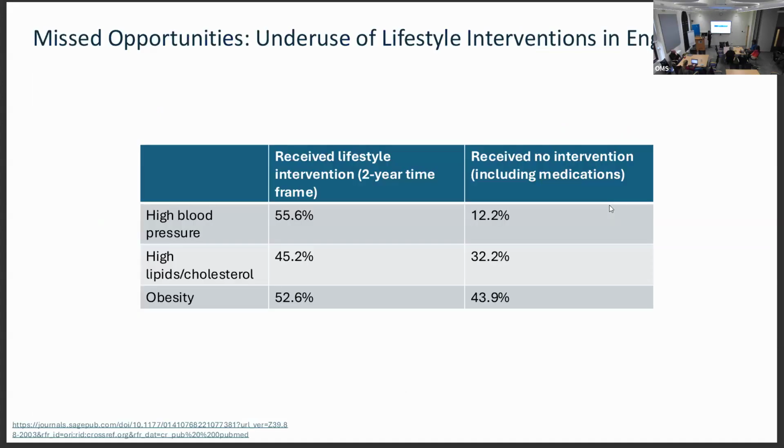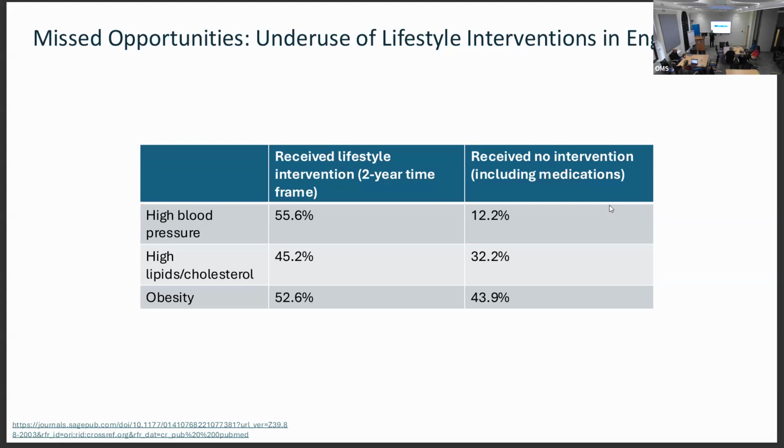This was another study that we published in 2022, where we looked at people with an initial diagnosis of high blood pressure, hyperlipidemia, or obesity. We wanted to see, within a 2-year time frame, so this is where they get their diagnosis, 1 year before, 1 year after, what proportion actually got a lifestyle intervention?